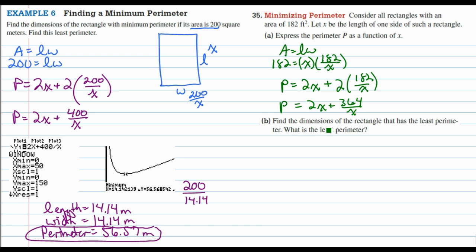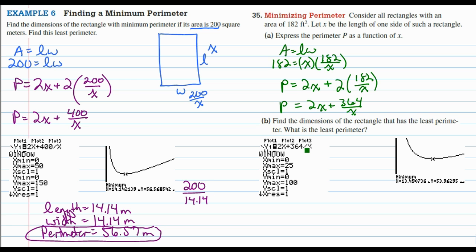So now I can find the dimensions of the rectangle that have the least perimeter, and I can also find what the least perimeter is. All of that is being asked by question B. So I put my perimeter equation into y1, I found a good window, and I can see that my minimum is 13.49, 53.96. So far I've got the length, because that was what I called x, which I inputted into my calculator as the input variable x. My length is 13.49 feet.